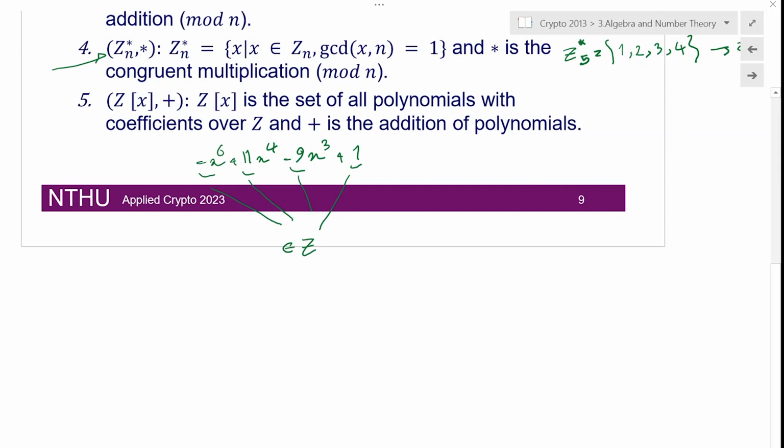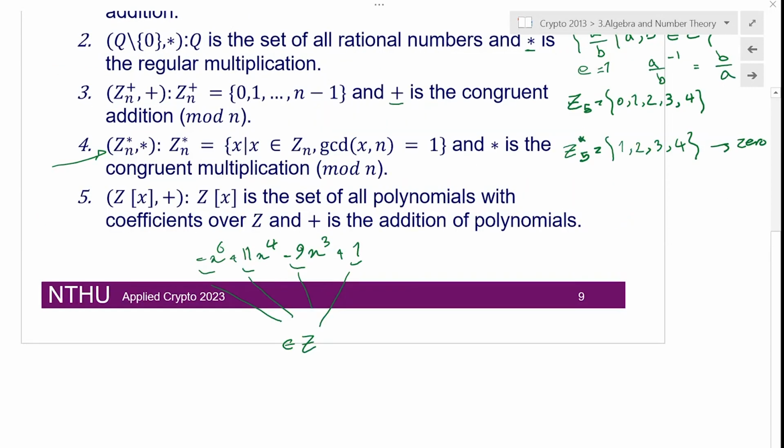So if I have two polynomials, I can add them together because when I add these things together, the coefficients are in Z. So the result would again have coefficients in Z. So I don't have to have only integers. I can also have polynomials, which hopefully soon we will get to.